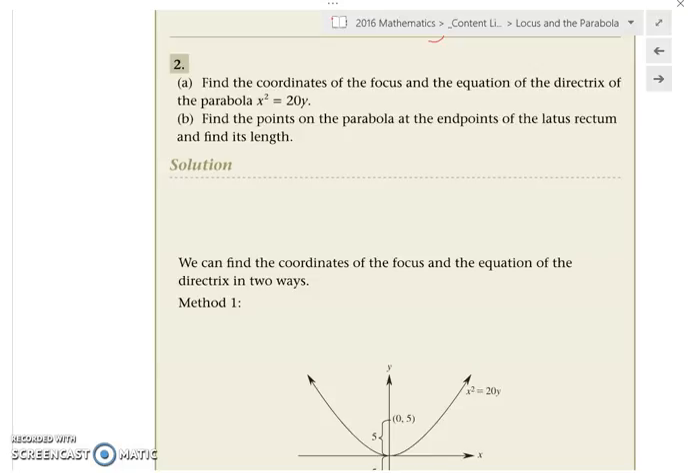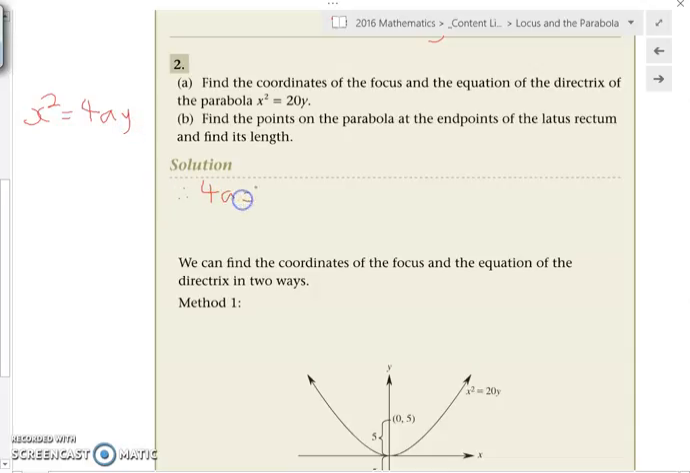All right, so this one, we're going to find the coordinates of the focus and the equation of the directrix for the parabola, x squared equals 20y. So we've been given that. Now, what format is it in? Cool. So from that, we can say, therefore, 4a equals 20, a equals 5.